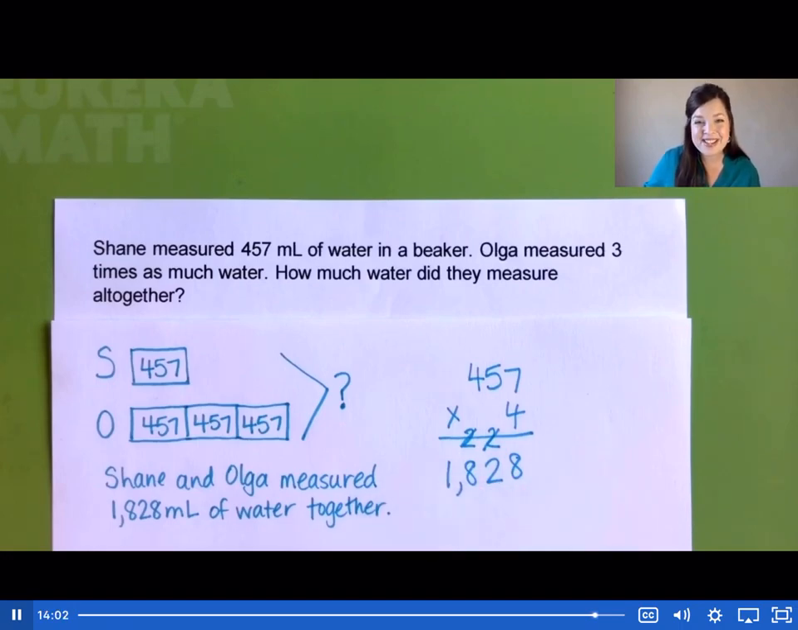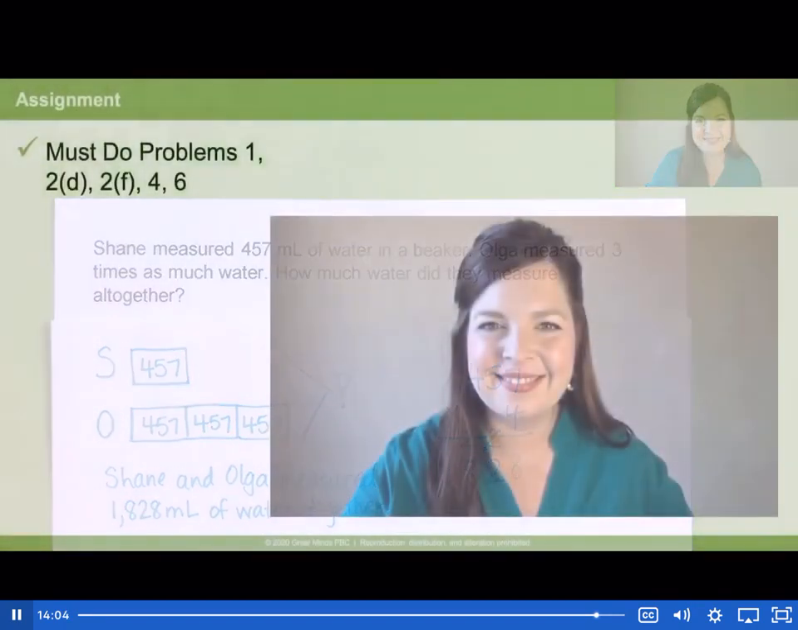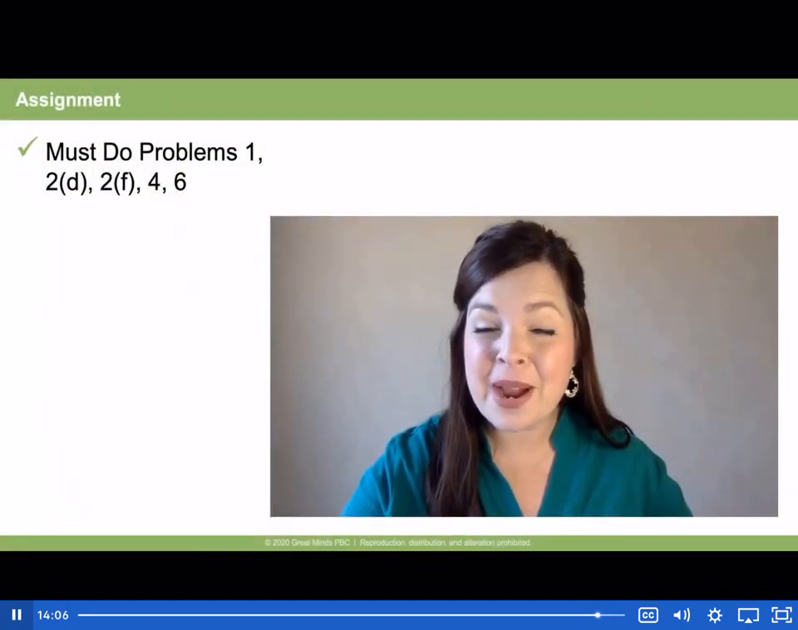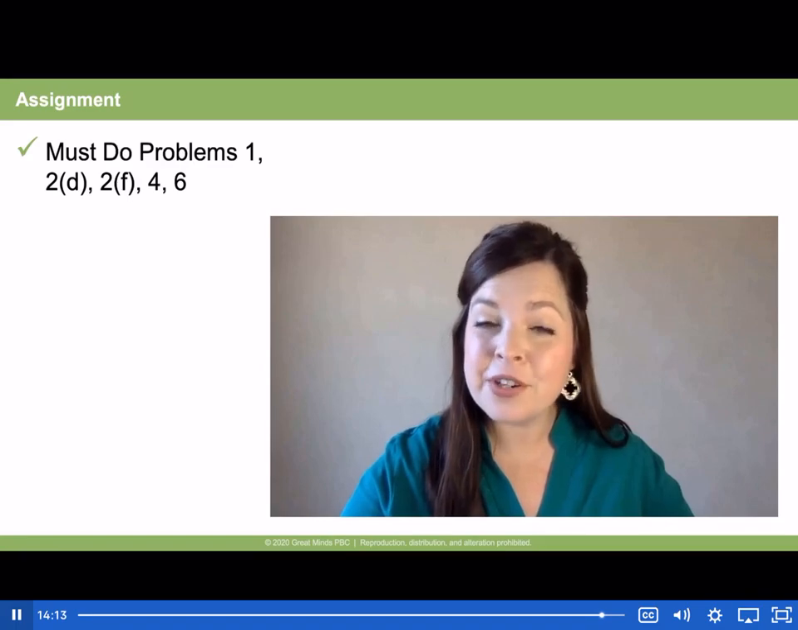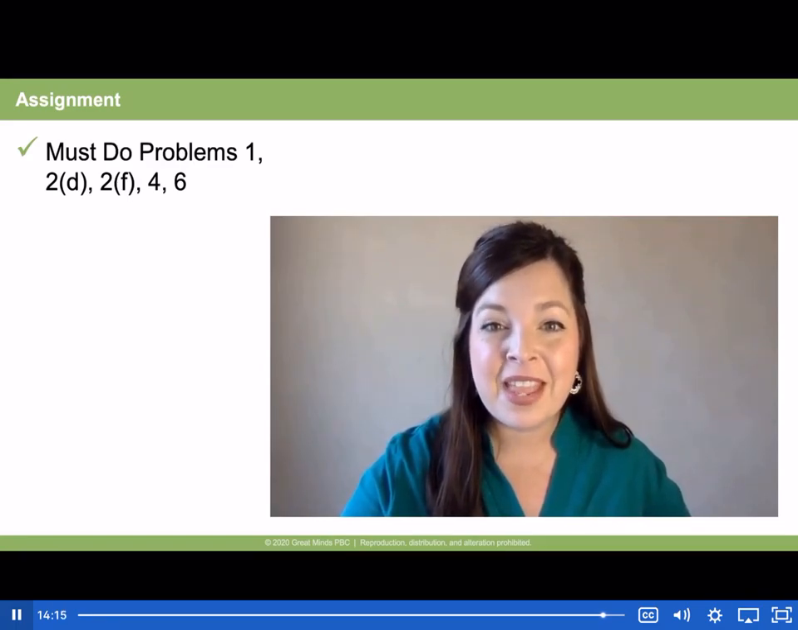Great job today, friends. I think we're ready for the problem set. On the screen are the must-do problems for the problem set. Set a timer or watch the clock for 10 minutes to work on these problems. Of course, if you have extra time, feel free to work on any of the other problems on the problem set as well.